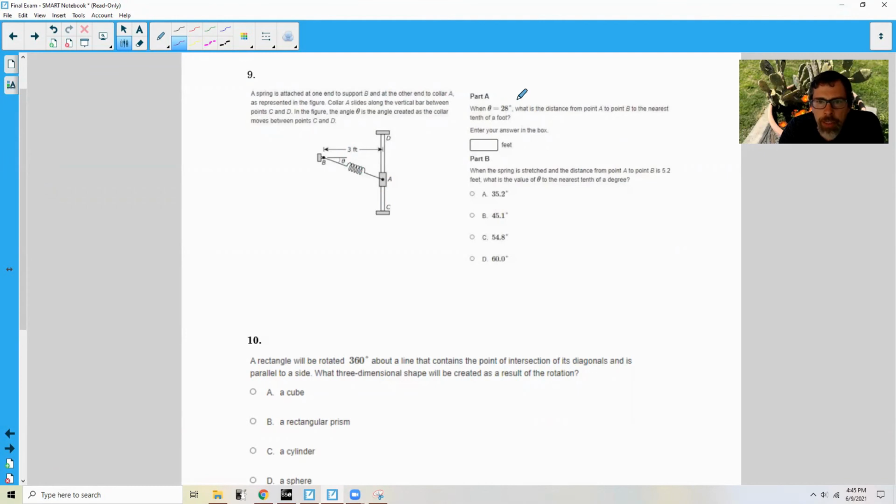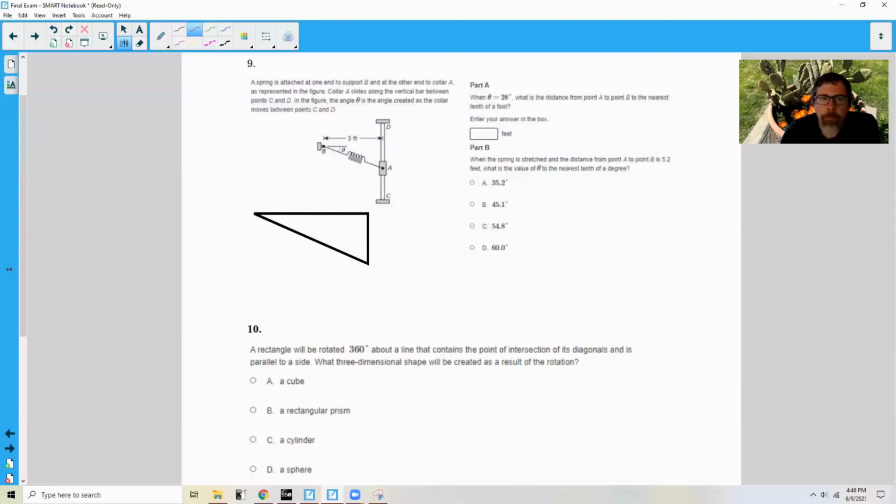Part A says when theta is 28, so the first thing I'm going to do is draw a triangle. And I'm going to bring it in here so that we can work with a triangle that doesn't have all these shapes. Okay, so here's the triangle. It's going to be this triangle here. It's just enlarged so we can write in it. So when theta is 28 degrees, that goes here.